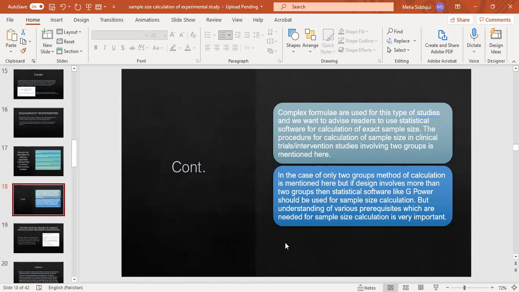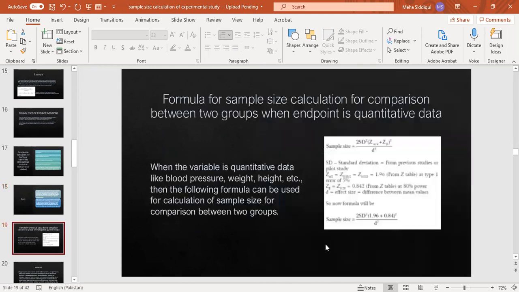Complex formulas are used for this type of studies, and we want to advise readers to use statistical software for calculation of exact sample size. The procedure for calculation of sample size in clinical trials, interventional studies involving two groups is mentioned here, and for more than two groups, usually statistical software like GPower is used. Now, formula for sample size calculation for comparison between two groups when endpoint is quantitative data. When the variable is quantitative data like blood pressure, weight, height, etc., then the following formula can be used for calculation of sample size for comparison between two groups.